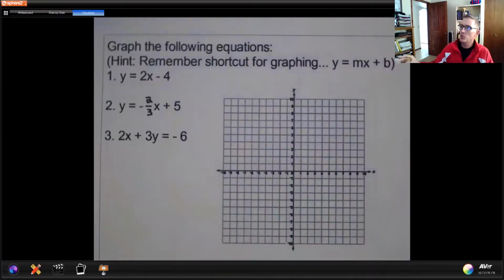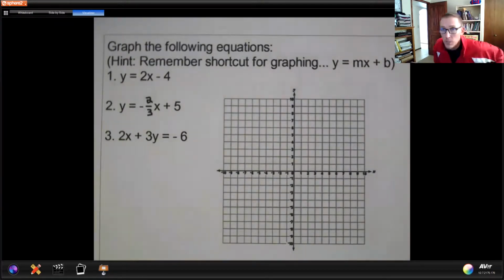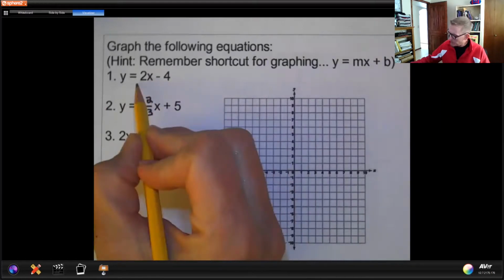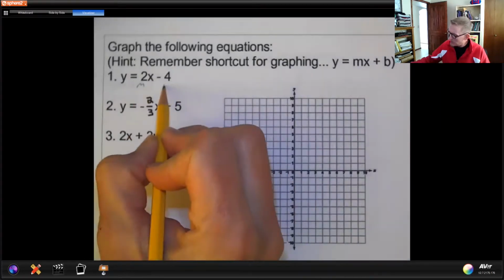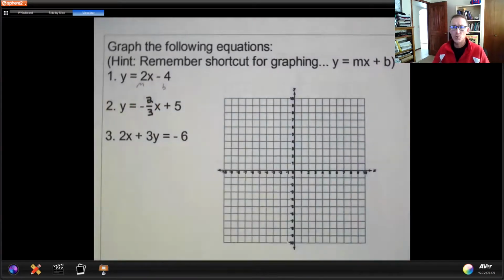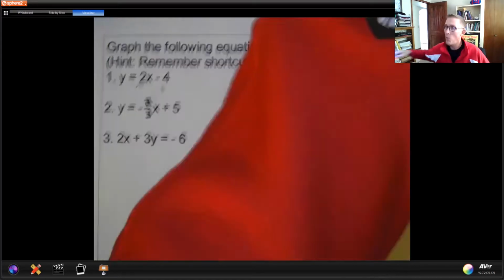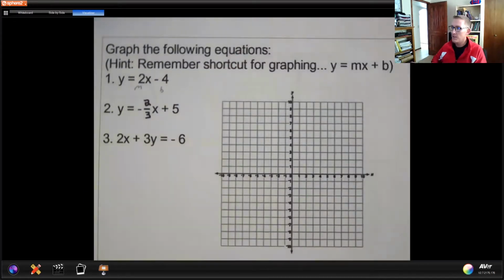We're going to start with just a review on graphing. How do we graph using the shortcut? I've got 3 examples here. The first 2 are already in y equals mx plus b, and then there's a reminder about how we take an equation and get it into mx plus b. So remember, in mx plus b, this is the m and this is the b. The shortcut for graphing was to start with the b, because that's your y-intercept. My y-intercept for the first equation is -4.